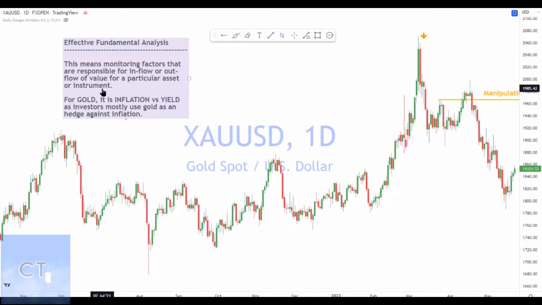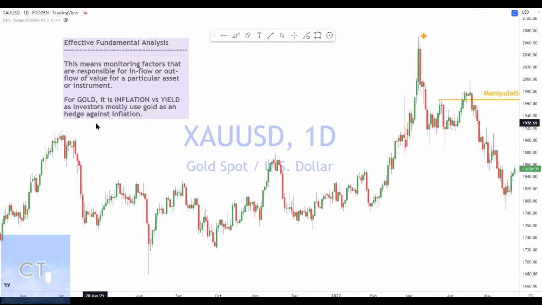Now, I'm going to give you an example using gold. So how do big investors use gold? That's where you begin from. Here you can see gold is used as a hedge against inflation. So what the big investors actually monitor is inflation versus yield, because they mostly use gold as a hedge against inflation.